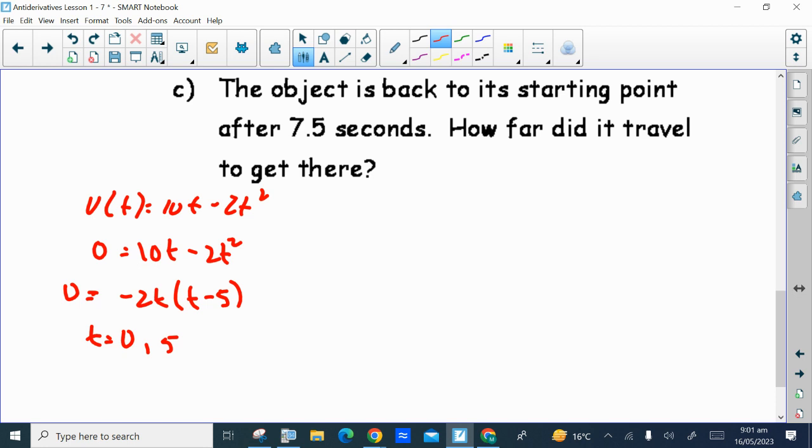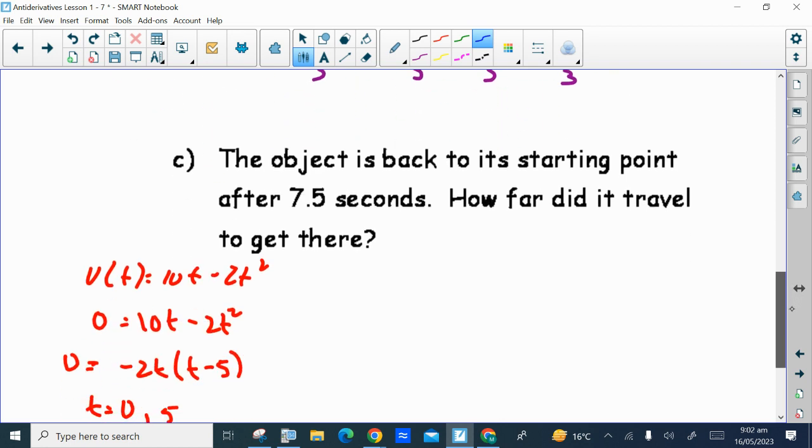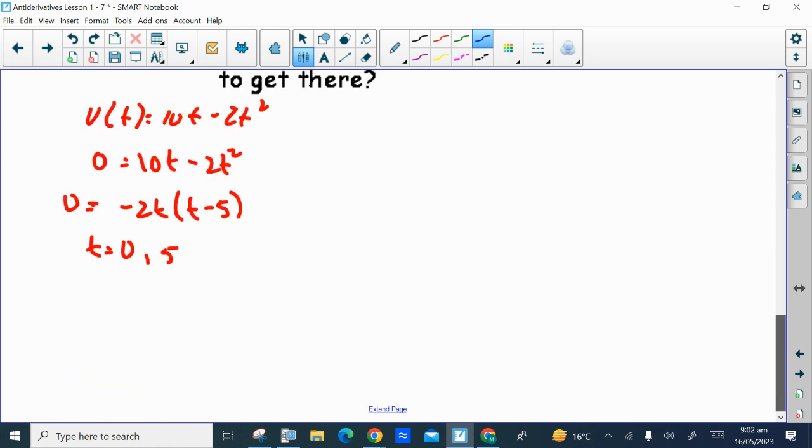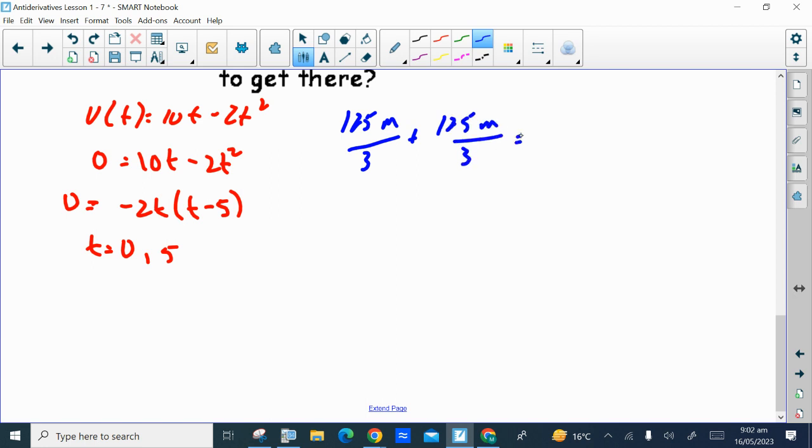Let's find our distance. So after 7.5 seconds, we're going to have to take the distance that it traveled in 5 seconds, which we know above was 125 over 3. We already calculated that. So it went 125 over 3 meters out, and then the same distance to come back. It just did it quicker. So it'll be 250 over 3 meters.